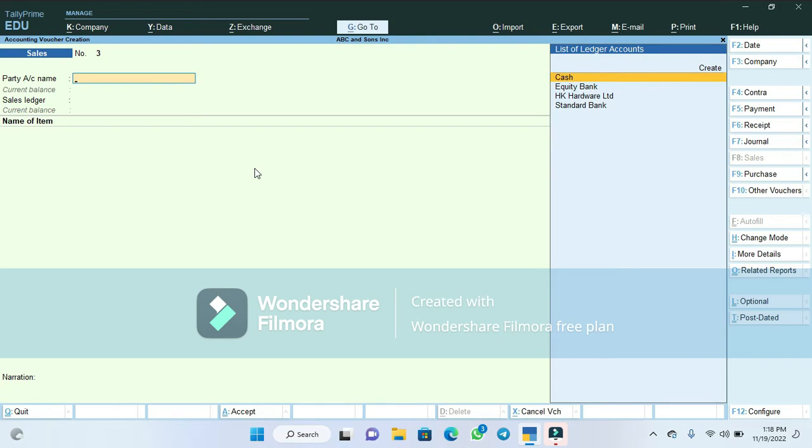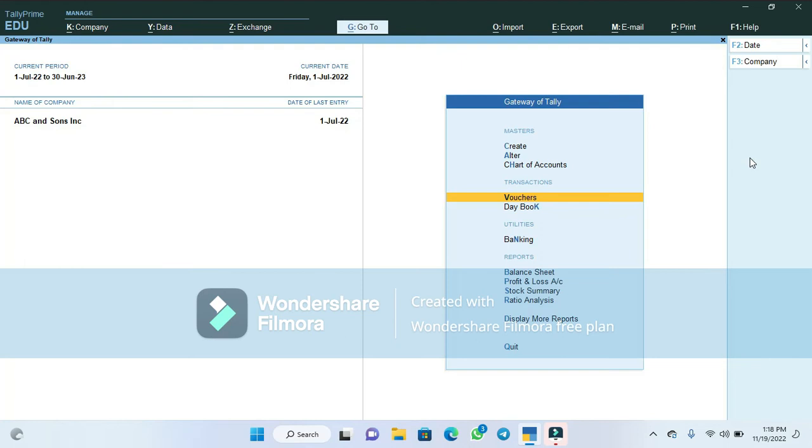Yes. So we've seen how to record a sales transaction. We come under sales and we do the needful, F8 sales. So I hope you've benefited from this. And again, I emphasize that please share with your colleagues. Escape and go to the gateway of Tally. Share with your colleagues so that we can improve our skills.